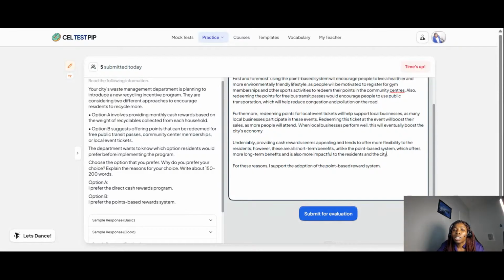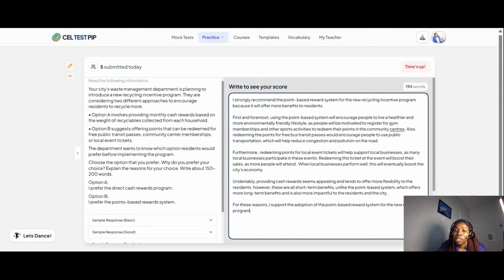So for this reason, I support the adoption of the point-based reward system for the new recycling incentive program. So let's submit and see.